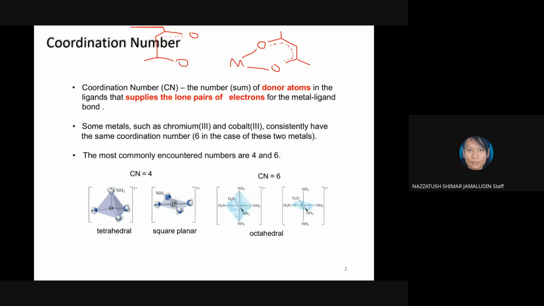Then you have all these delocalized electrons, okay? And then there's another bond formed between the metal and the second acetylacetone. So what is the coordination number? There are 4. Okay, there are 4 donor atoms.